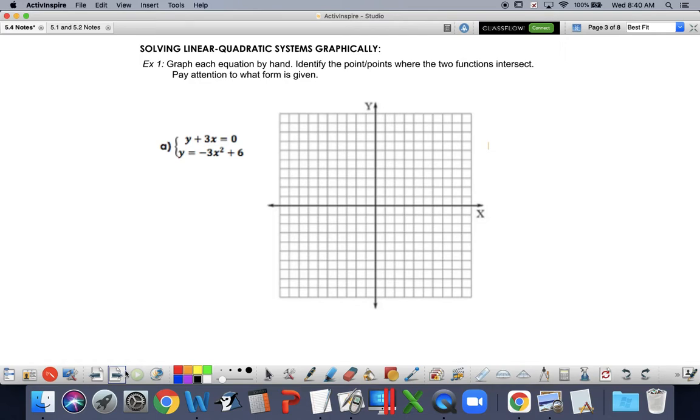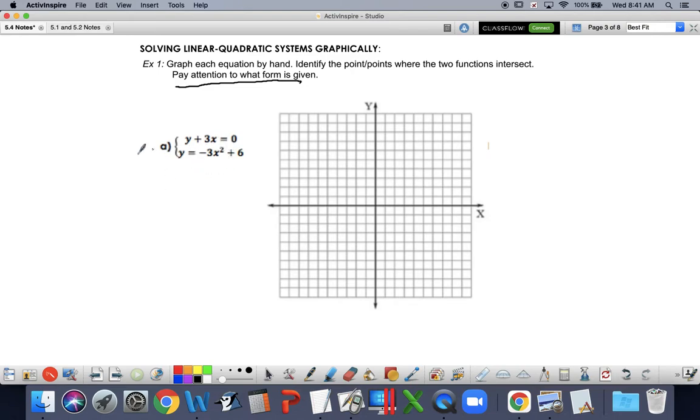So let's look at our first example. We're going to graph each equation by hand, and then we're going to identify the point or points where they intersect. Pay attention to what form is given, and this means for both lines and quadratics. So I'm going to try to use everything that I know about linear equations and quadratic equations to be able to graph this as quickly as I possibly can.